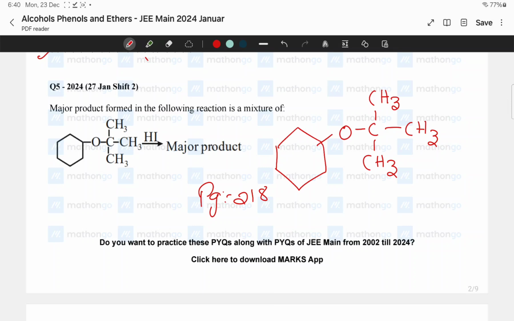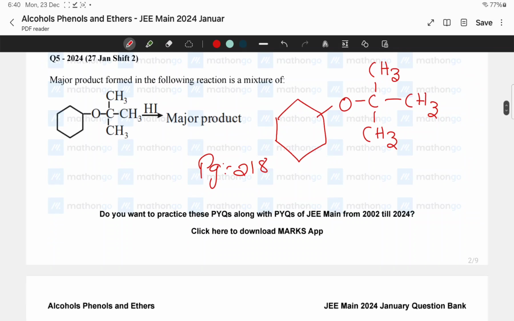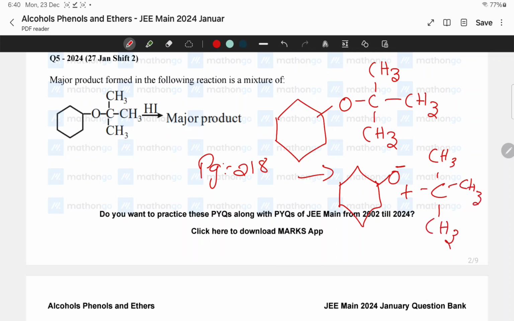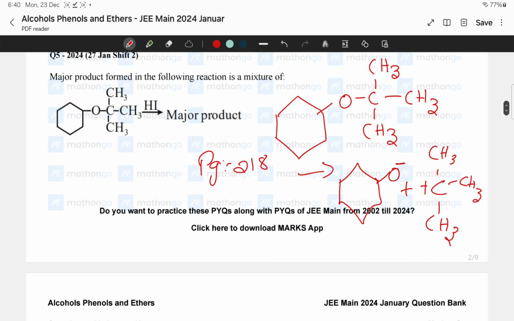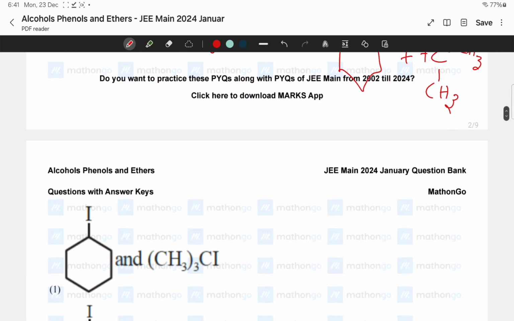It is the same as the SN1 and SN2 mechanisms. If it is tertiary, there is the SN1 mechanism. If it is primary, there is the SN2 mechanism. It's very simple here. In this question, we get something like O minus plus C(CH3)3 plus. Why does this happen? I'll explain it once again.